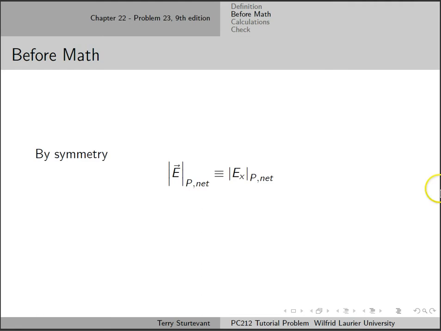Before doing any math, we can see that, first of all, the electric field at P is going to be completely along the axis. Since both rings are centered around the axis, the radial components cancel, so all we have is an x-axis component. As well, we know that the net field is the sum of the two x components from charge 1 and charge 2.